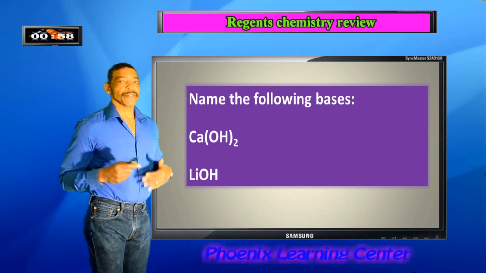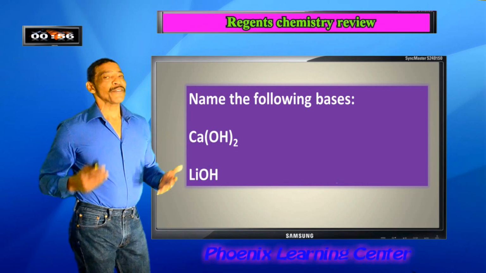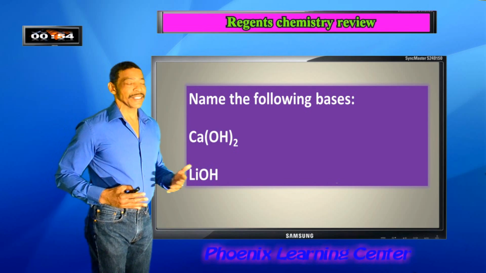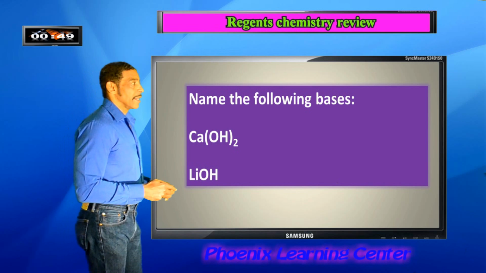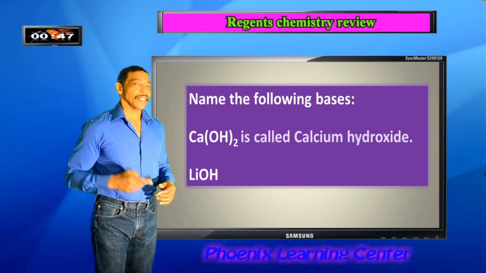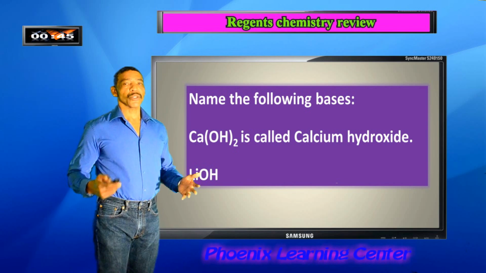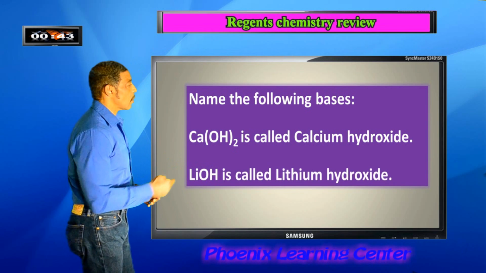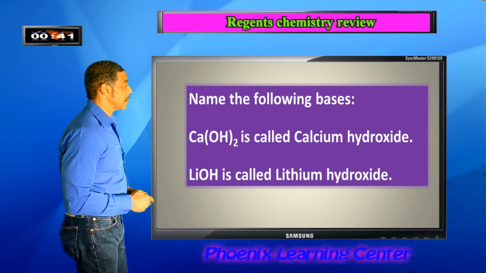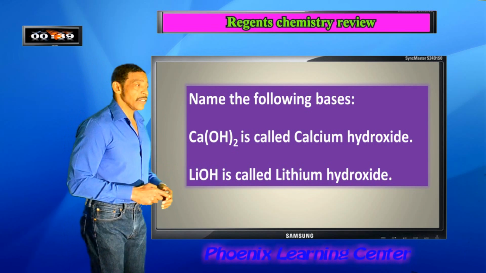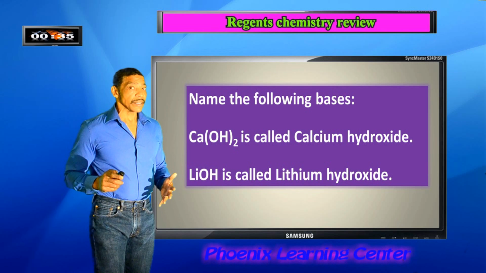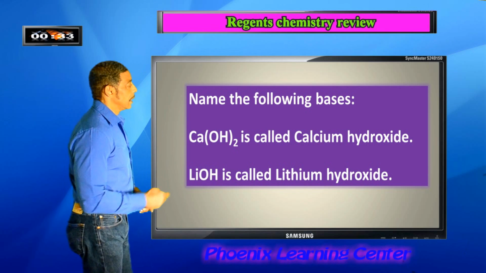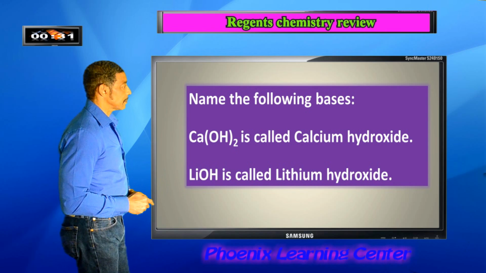Now let's name the following bases. Let's see if we remember what I taught in the lesson. Ca(OH)2 contains the calcium ion. Can you name this base? Of course you can. This base is called calcium hydroxide. And LiOH contains the lithium ion. The name of this base will be lithium hydroxide.